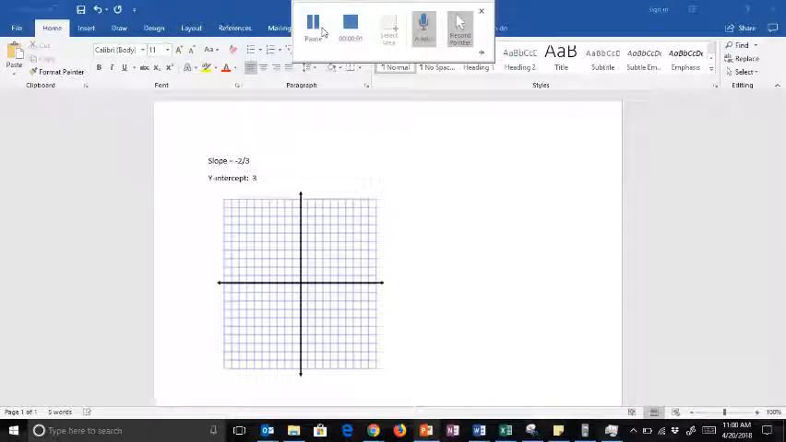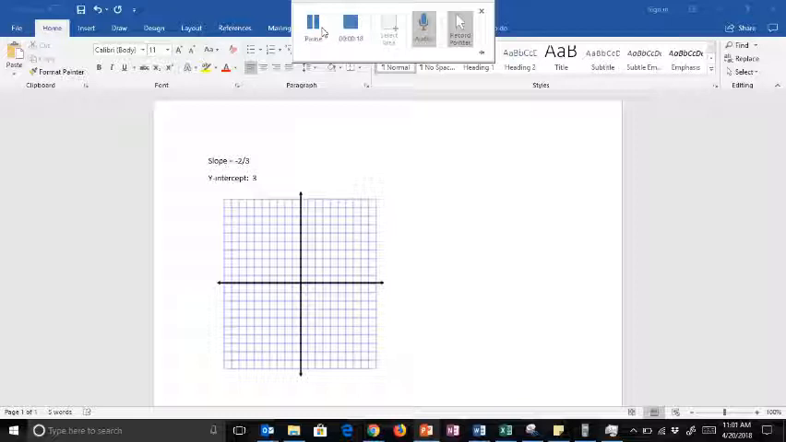Hey everyone, I wanted to make a quick video to show you how to graph in Microsoft Word if this is what you're choosing to do for your constructed response. Please note that you can print your document and then graph by hand, take a picture or scan it back in, and then upload it as well.